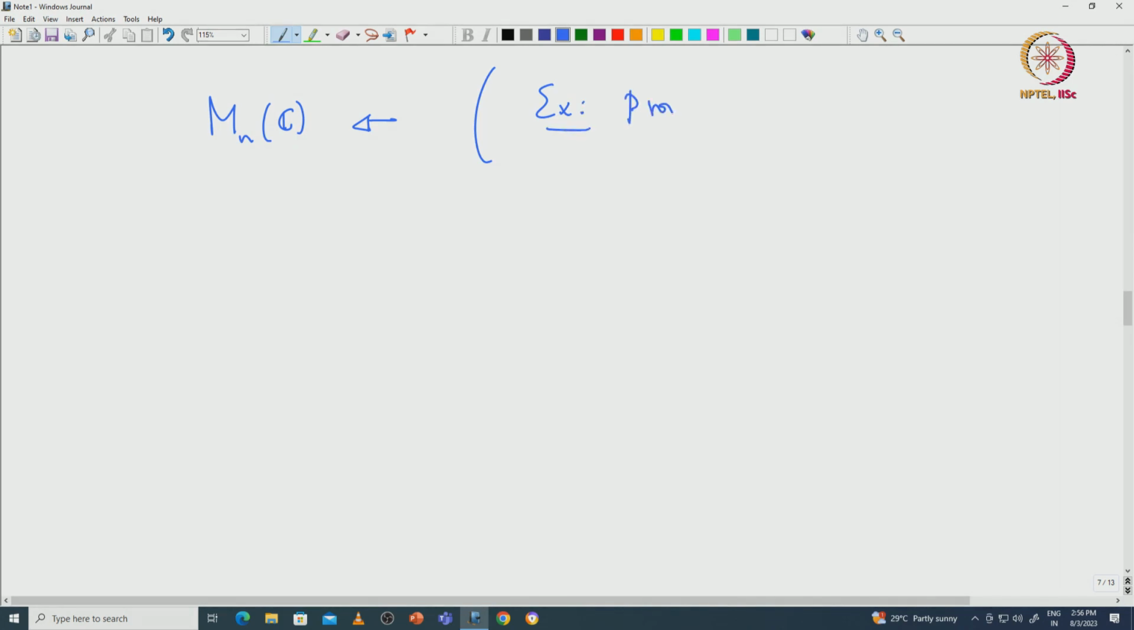So, prove that Mn of C is non-commutative if n is greater than or equal to 2. Okay. Because this associative algebra is a non-commutative algebra over C, one can ask the following question: how far is it from being commutative?